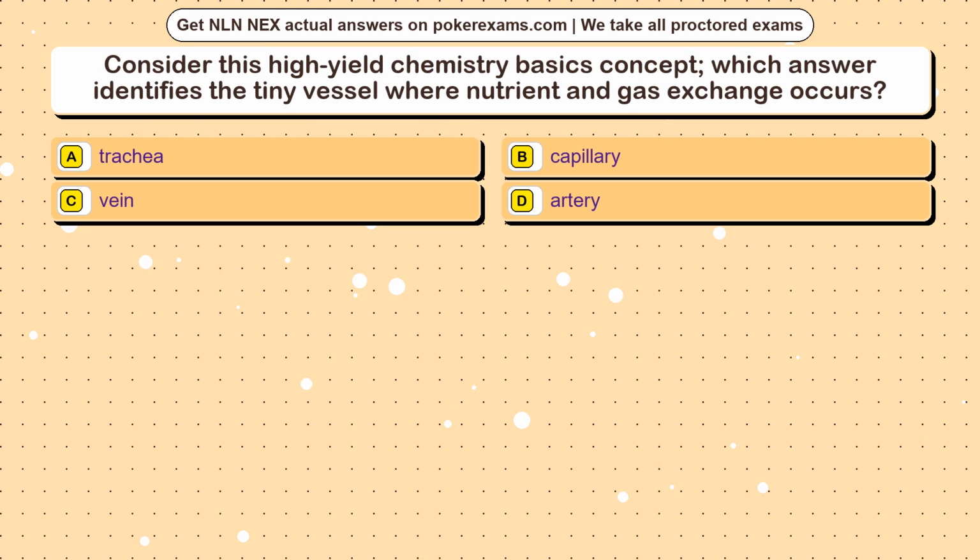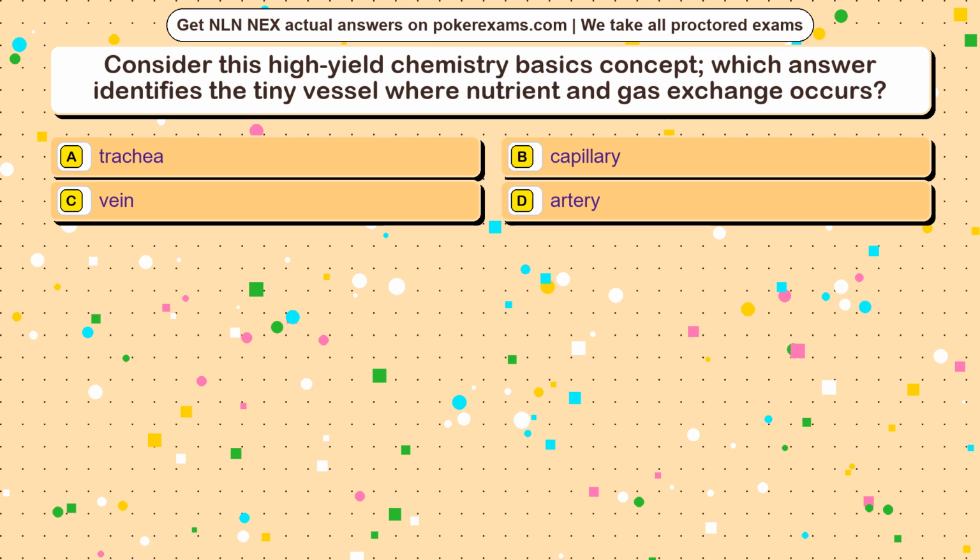Question 18. Consider this high-yield chemistry basics concept. Which answer identifies the tiny vessel where nutrient and gas exchange occurs? Option A, trachea. Option B, capillary. Option C, vein. Option D, artery.